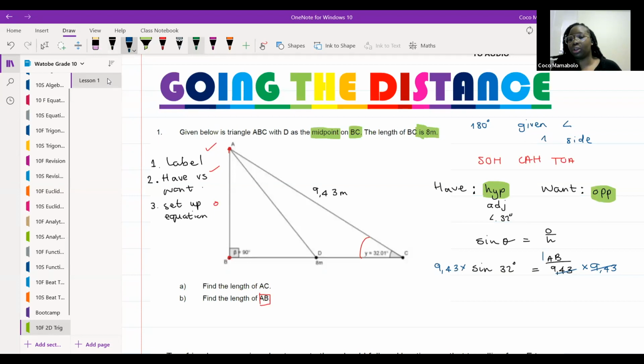The 9.43 will cancel, and now, lo and behold, we've got AB on its own. So my equation now reads that 9.43 times sine of 32 is equal to AB. And we just need to punch that into a calculator. Our original answer is 4.99, so let's round it up. I guarantee you, if we had done 32.01, it would have come out as exactly 5. So we're going to round it up to 5 meters.